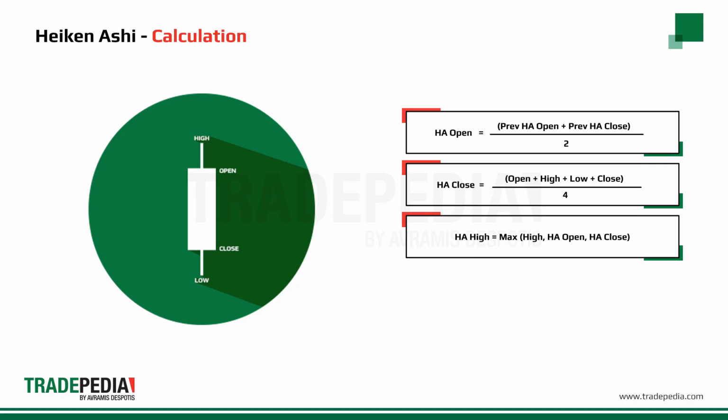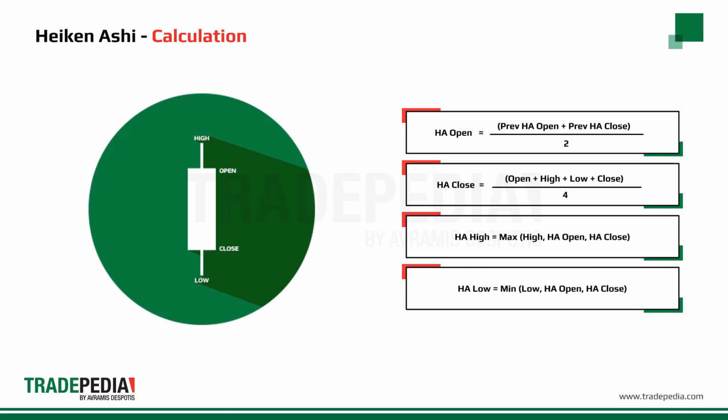The Heikin-Ashi high is the maximum of 3 data points: the current period's high, the current Heikin-Ashi candlestick open, or the current Heikin-Ashi candlestick close. And the Heikin-Ashi low is the minimum of 3 data points: the current period's low, the current Heikin-Ashi candlestick open, or the current Heikin-Ashi candlestick close.